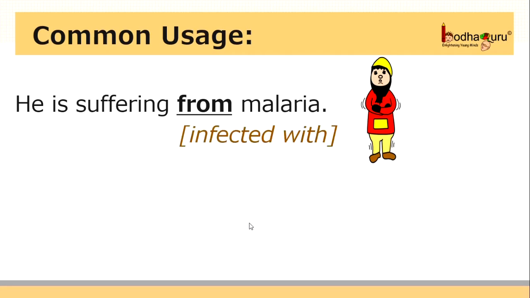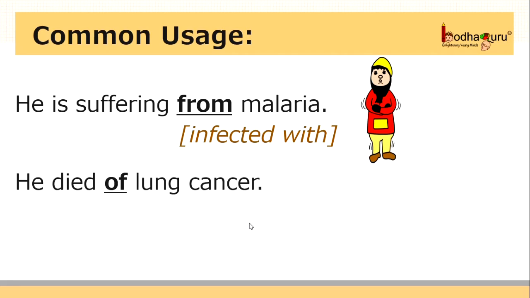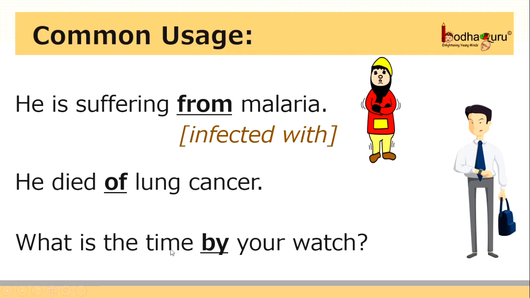He is suffering from malaria. Or you can also say he is infected with malaria. He died of lung cancer. So with die, we have to use the preposition of. What is the time by your watch? So use the preposition by when you say your watch or his watch, anyone's watch.